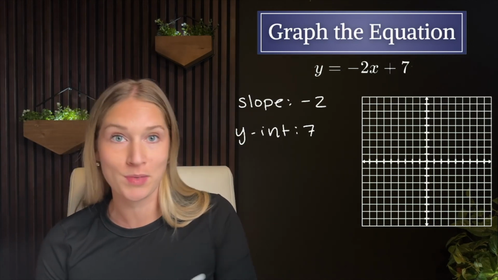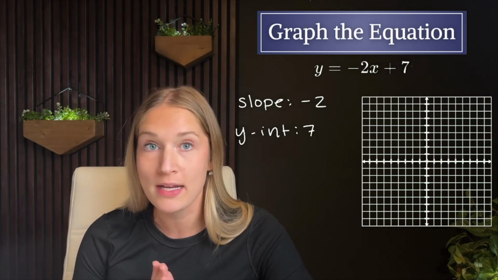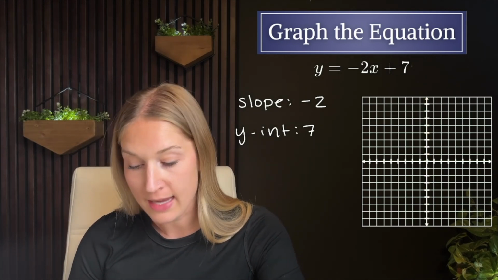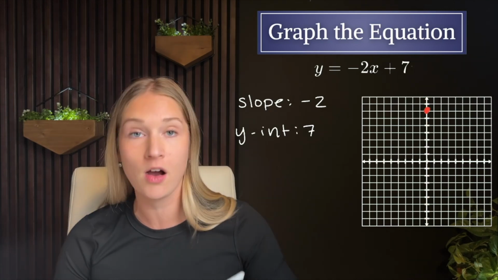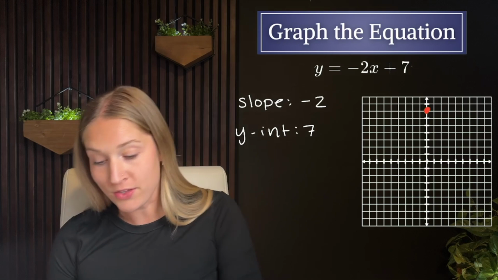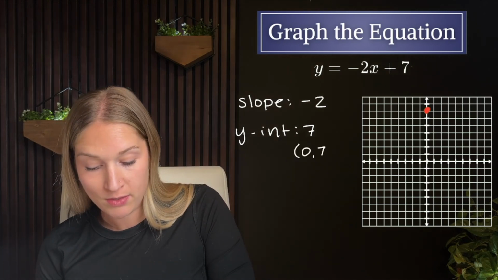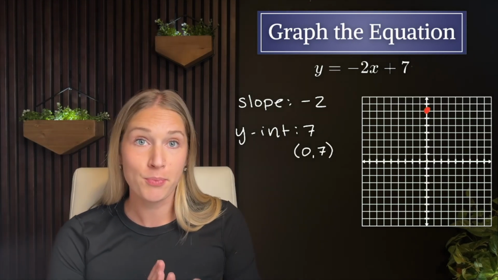I go to my graph and I find +7. So I just count straight up on the y-axis. I'm looking at this axis right here. I count straight up to +7, and I'm going to have a dot here on the y-axis. Another way that we could represent this point is with an x value of 0, and then our y value would be that y-intercept of 7. So I put that point on my graph.